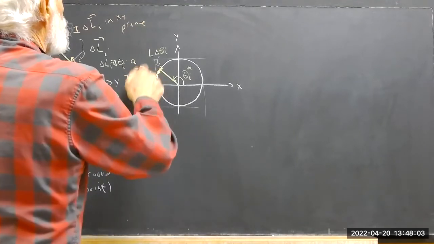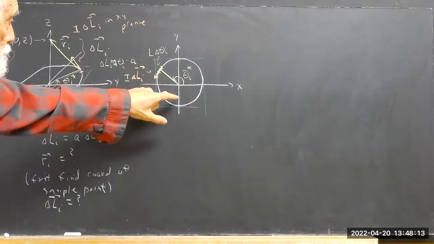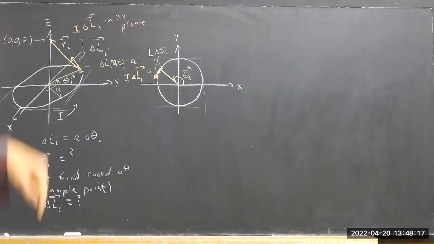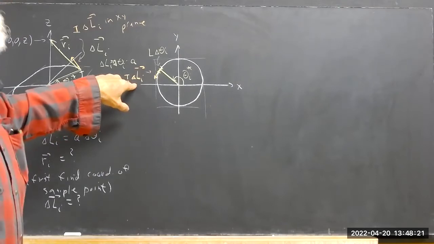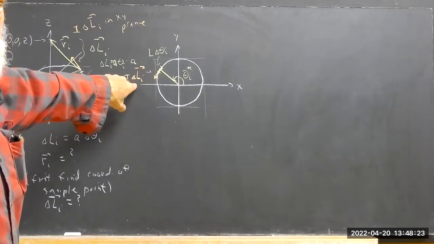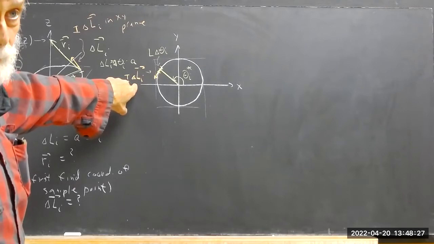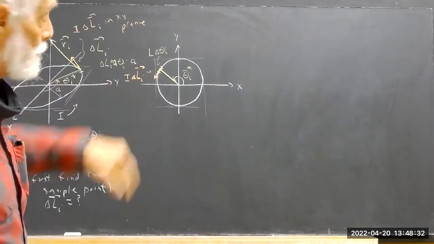Here's your I times the vector delta L sub I, which is perpendicular to this thing, okay? So let's try to get both expressions for the coordinates of this point, which we need so we can do our R vector, and this, so we have the vector to cross with that. Once we've got that, we're almost home free because there's a symmetry argument that simplifies everything.